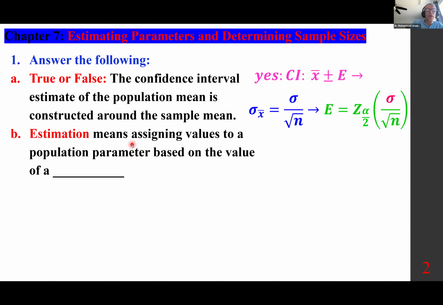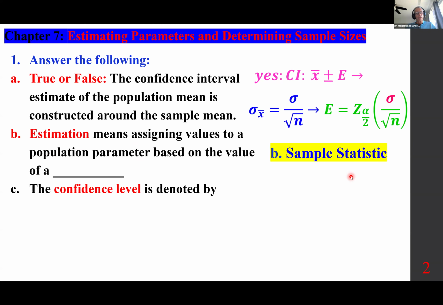Estimation means assigning values to a population parameter based on the value of a sample statistic. Please understand, everything we do in statistics is about the population. But we have access to only samples. So we use the sample to get to the population. The confidence level is denoted by 1 minus alpha times 100%.